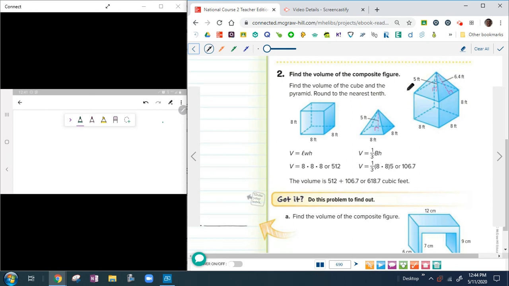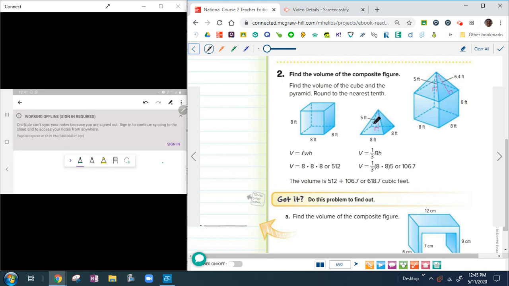All right, you can see that this composite solid here was broken up into two figures. We have a rectangular prism, right? What's the difference between prisms and pyramids? Prisms have two bases, and a pyramid has one base, all right? So we have this prism over here and this pyramid right here.